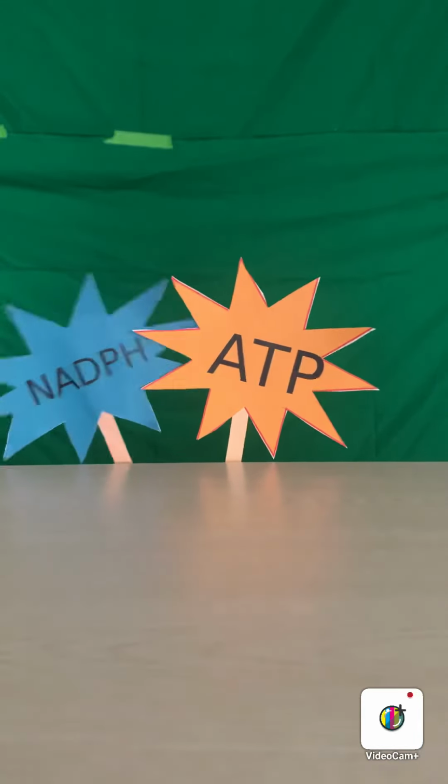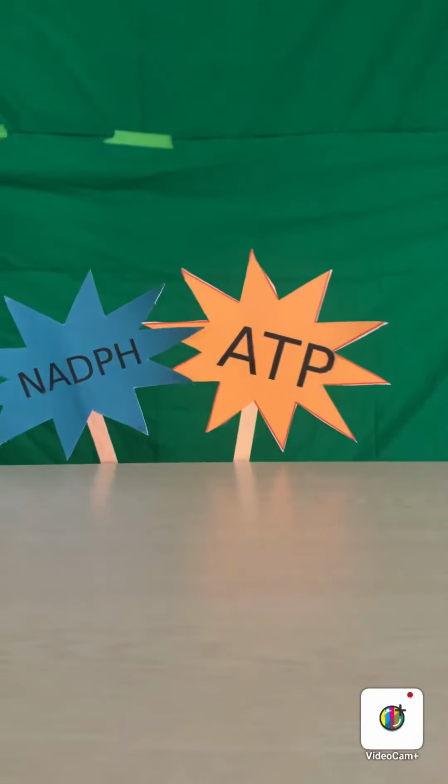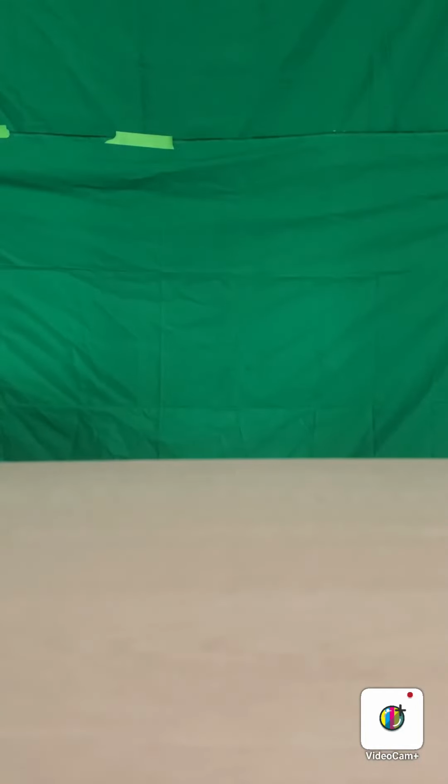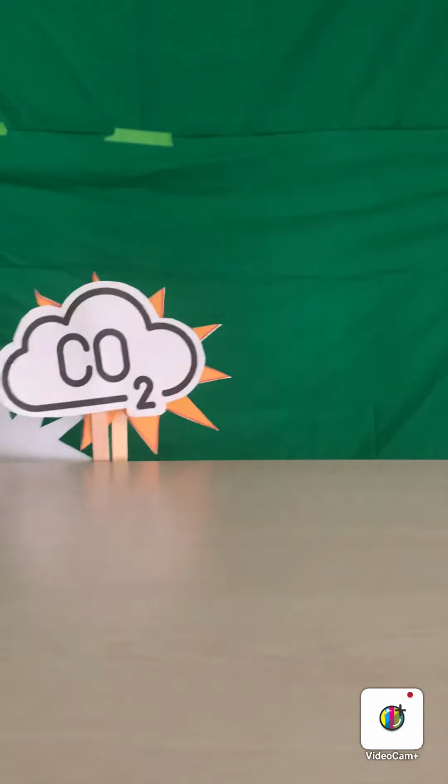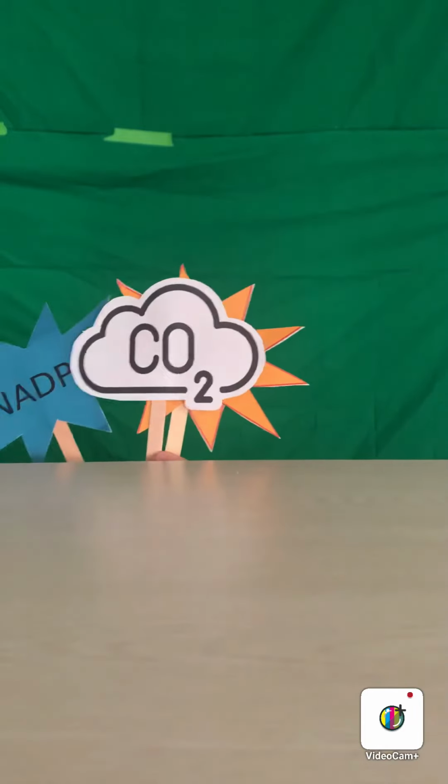The Calvin cycle is a series of reactions that occur during this stage. The Calvin cycle uses carbon dioxide, or CO2, ATP, and NADPH to make simple sugars. Steps of the Calvin cycle.